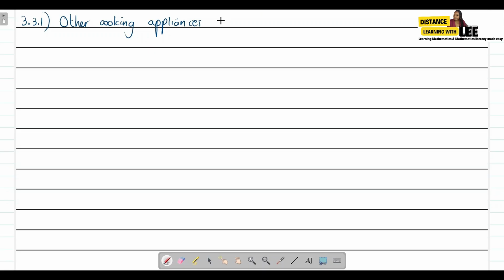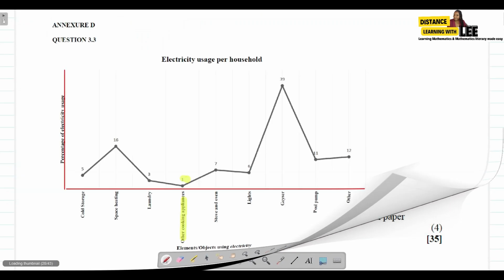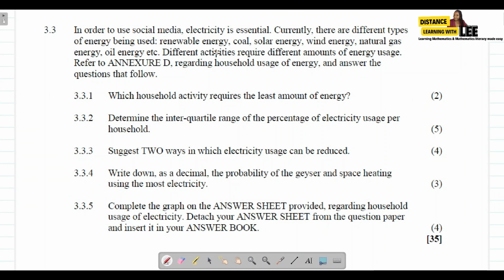Right, other cooking appliances. Okay, question 3.2. Determine the interquartile range of the percentage of electricity usage per household. Guys, what is the interquartile range? The interquartile range is basically determining the range for your quartiles. To determine it, we take your quartile 3 minus your quartile 1.